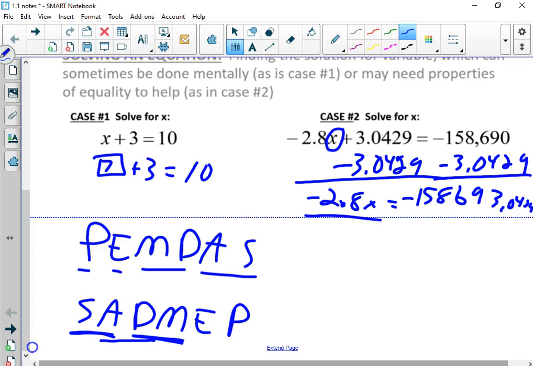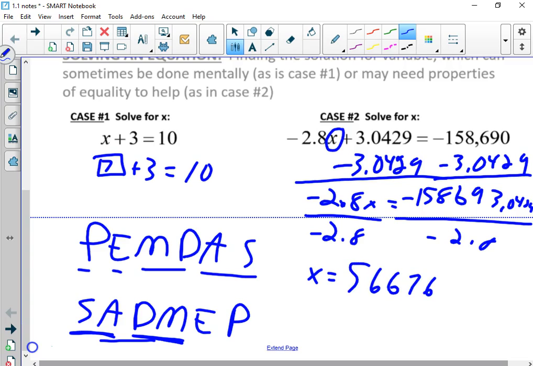Now, what's left? We want to undo the multiplication. So we're going to take the number in our calculator. It's already there. Don't clear it out. And divide by negative 2.8. Now what we get is x equals, it's ugly, 56676.08675. Yes, a nasty, ugly number, but that's our answer. So we take the problem we had and do the opposite thing backwards. If it was adding, we subtract. If it was multiplication, we divide.